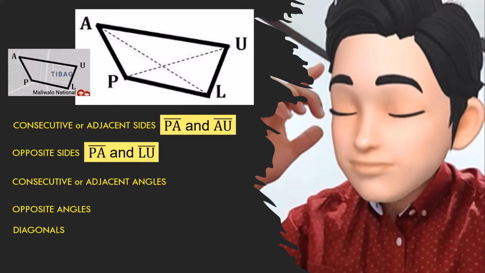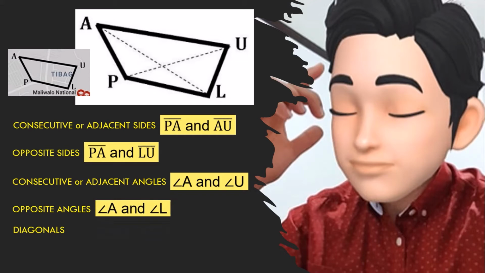From the given figure, the consecutive or adjacent angles are angle A and angle U. Another possible pair is angle A and angle P, and more. Now, we have opposite angles. These are two angles with no common side. Here, our opposite angles are angle A and angle L, or angle P and angle U. So we have two pairs of opposite angles for quadrilaterals.